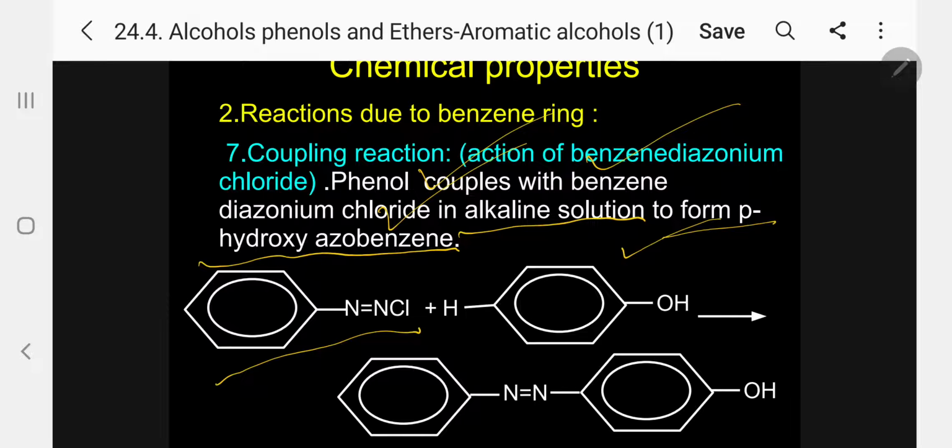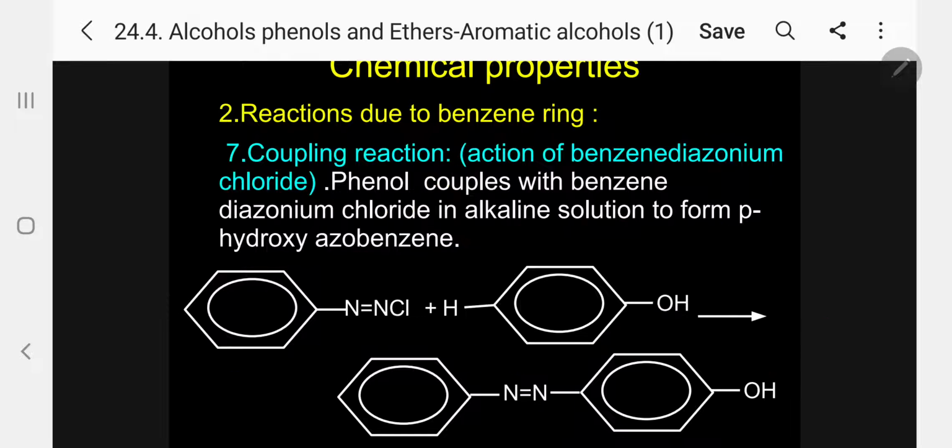This is phenol. When you treat these two compounds in the presence of an alkaline solution, kindly follow, KOH or sodium hydroxide, it will undergo a condensation reaction to produce this compound. This is para-hydroxy azo. This group is called the azo group. So, azobenzene. Para-hydroxyazobenzene. Kindly follow.